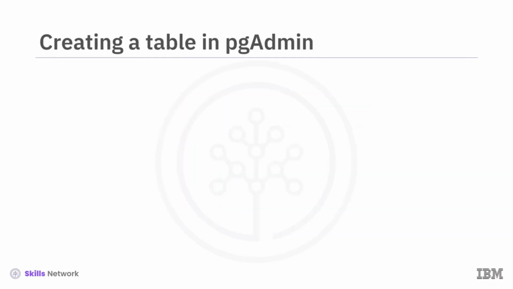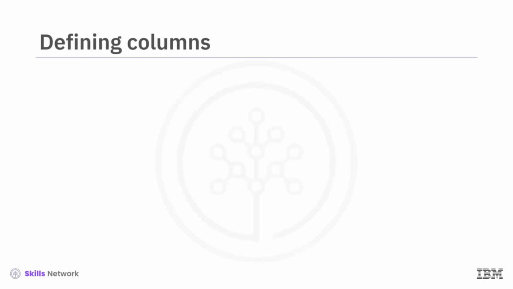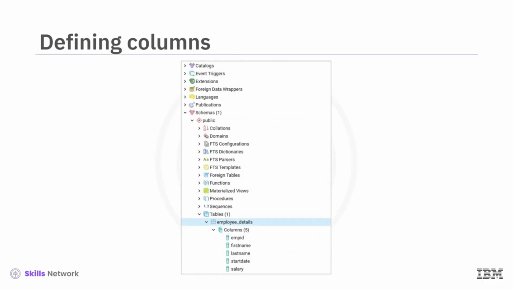Alternatively, you can manually create tables using pgAdmin. Within the tree view, right-click on Tables, select Create, and then click Table. On the General page, enter the name for your table, in this case, employee_details. Next, navigate to the Columns tab, input the particulars for your columns, and then proceed to save. You'll then see your table and columns in the Tables section of the tree view pane.